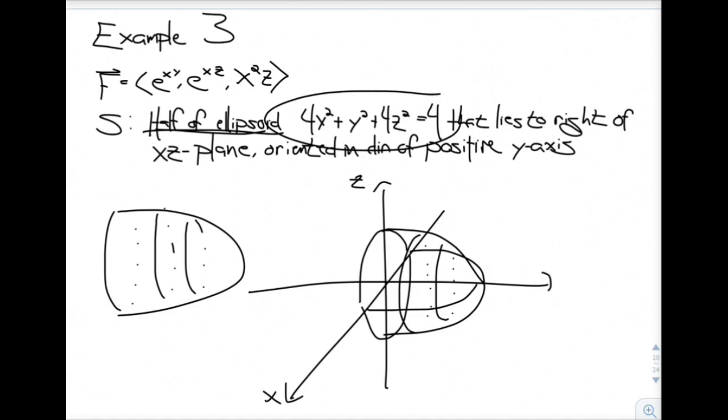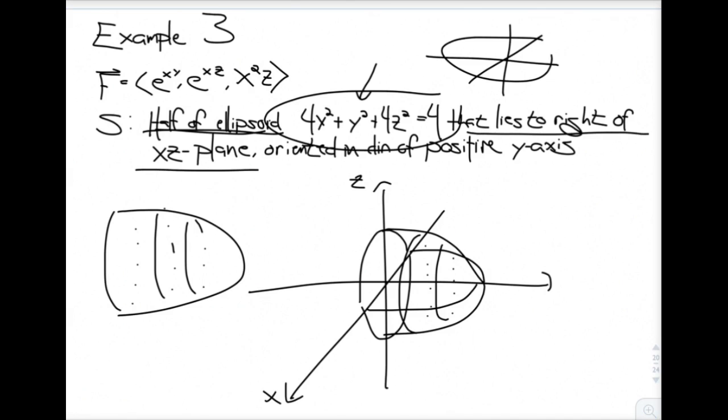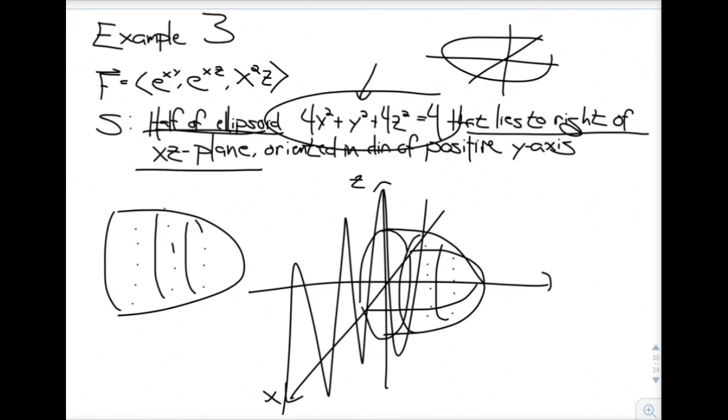In fact, by taking sections of this thing right here, you can see that the intersection of this ellipsoid with any one of the three coordinate planes, xy, yz, or xz, is just an ellipse. So for this, we want to take the half of the ellipsoid that lies to the right of the xz plane. So here's the xz plane right here.